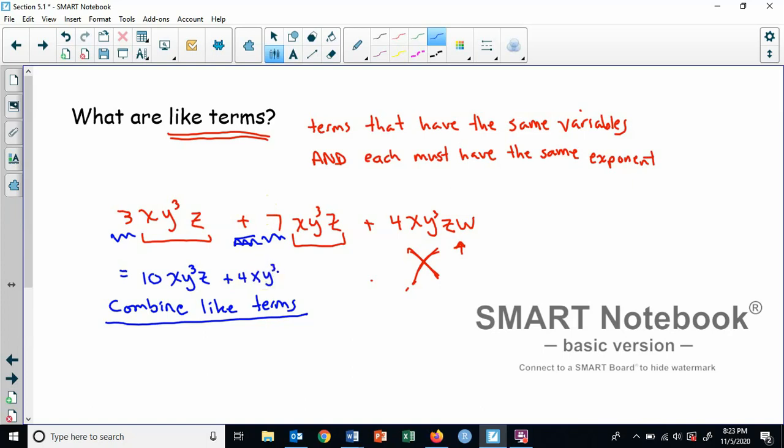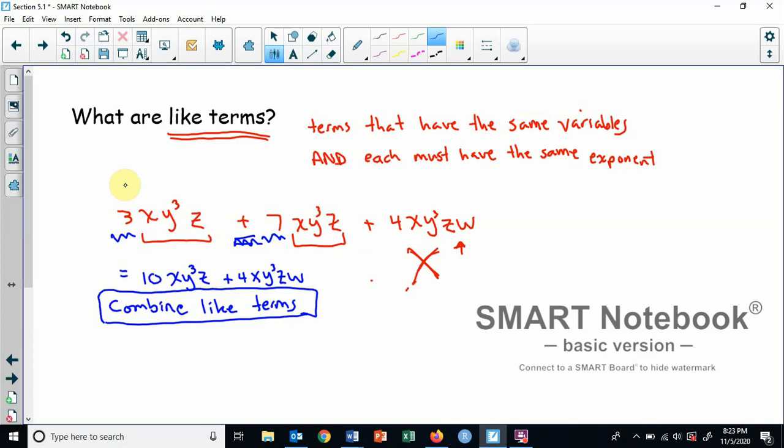And if I have a term that does not have anybody that's like it to add, it just carries down, because this is a different term. It cannot combine with this one. Okay, so the whole idea for today's lesson is just to combine like terms. And we already know how to add and subtract.